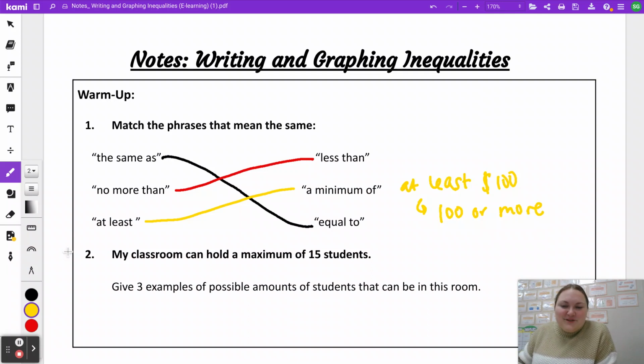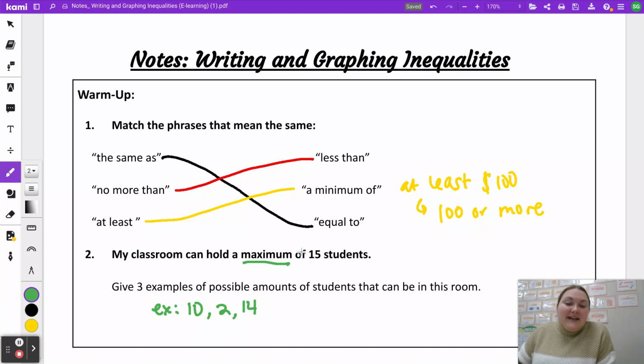Problems such as number 2. In number 2, we've got my classroom can hold a maximum of 15 students. Those words maximum, similar to above, are going to be keywords to help us understand what types of numbers we're talking about. The direction said give 3 examples of possible amounts of students that could be in this room. So for example, my room could have 10 students in it. My room could have 2 students in it. My room could have 14 students in it. I'm picking those numbers that are less than 15.